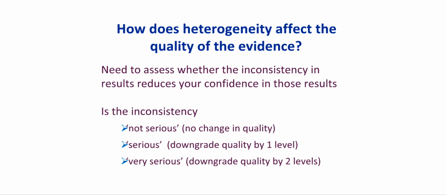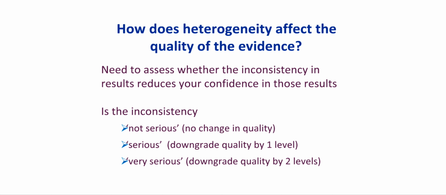So how does any heterogeneity affect the quality of the evidence? In general, one needs to assess whether the inconsistency in results reduces our confidence in the results that are being obtained. And if inconsistency cannot be explained, or if no inconsistency is detected, it has very different implications for the expression about the confidence in the results.